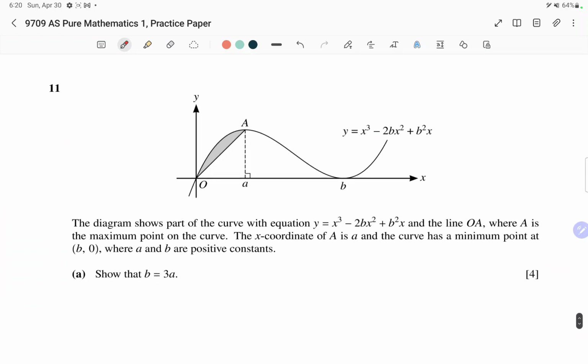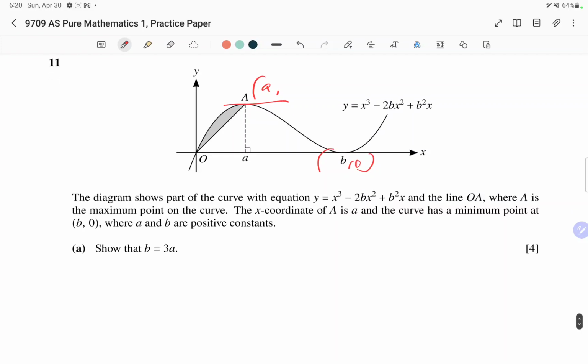Okay, now question 11, that says the diagram shows, okay, A is the maximum, so the gradient will be 0. The x coordinate of A is a, and the curve has a minimum point at B, (b, 0). Show that b equals 3a.